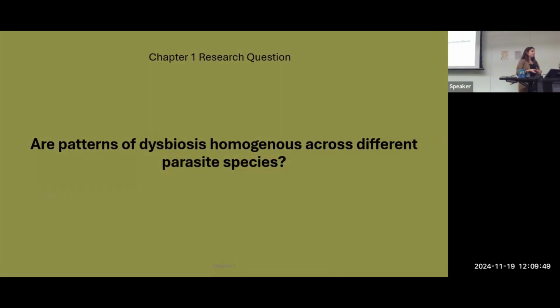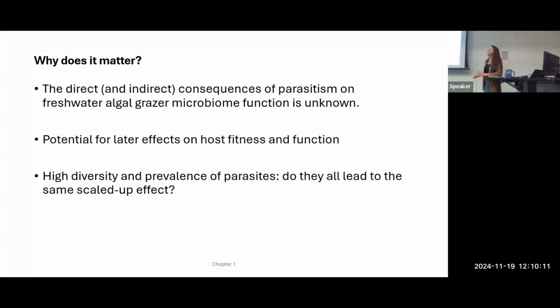So let's go back to that first question. What I'm asking here is, are patterns of disruption the same across different parasite species? What I mean by that is, when you have these different parasites unique in their mode of infection and virulence, are they causing the same sort of changes in community composition of the microbiome and then the subsequent functional capabilities, right? So why does this matter in the first place?